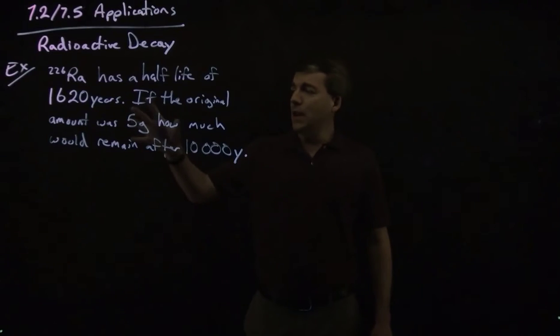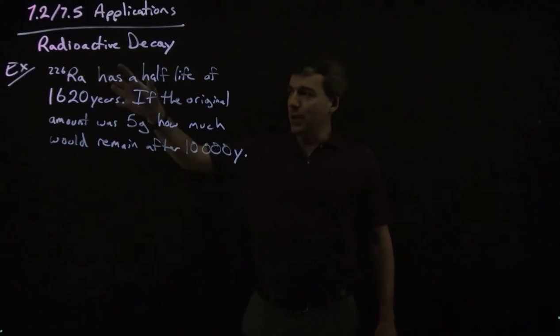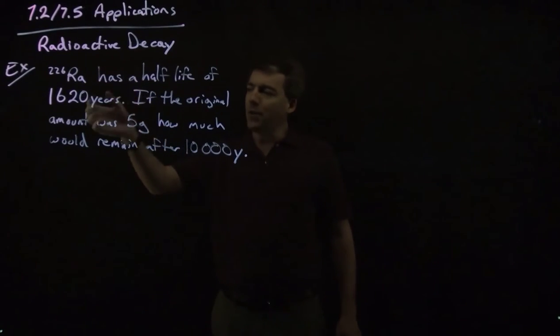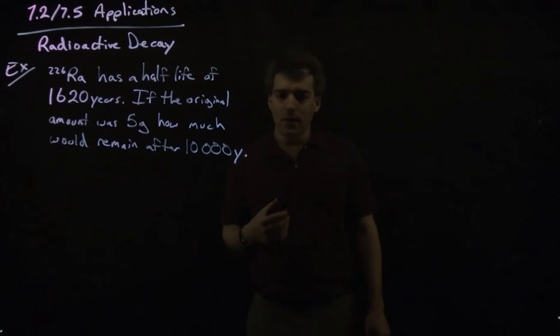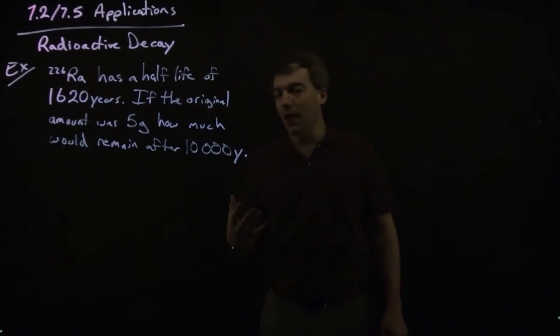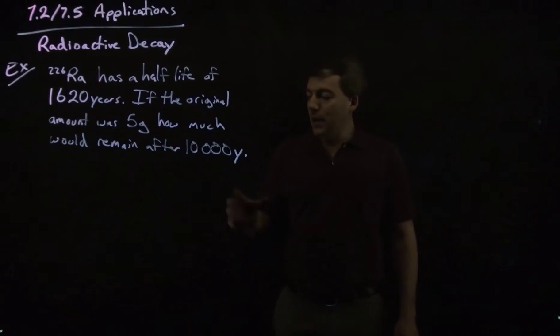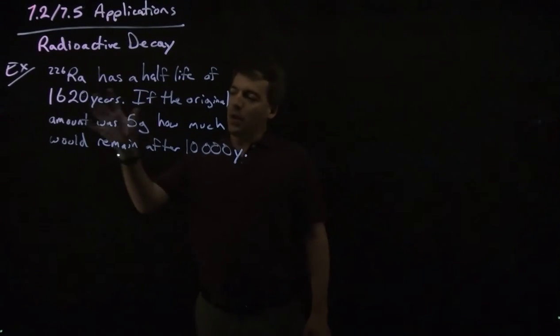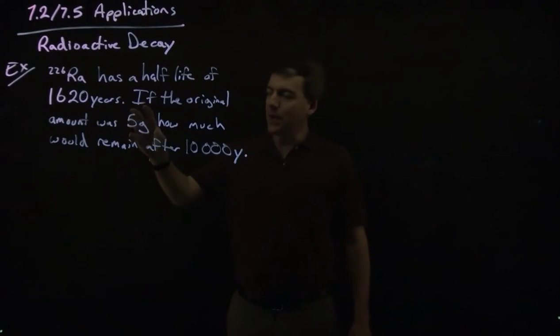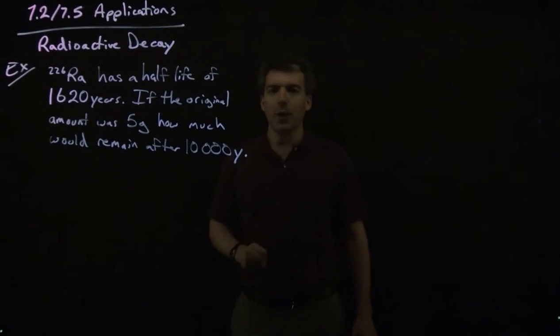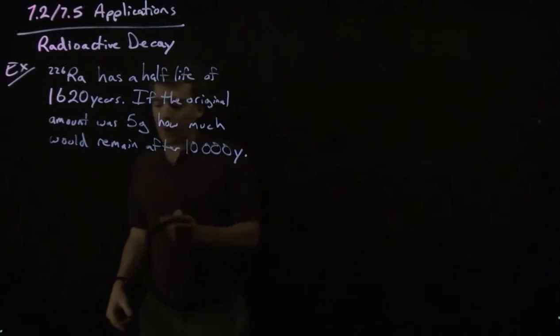Okay, so the first thing we need to recognize here is that we have some radioactive material and it's decaying. And radioactive material decays according to the law of exponential decay. And so we have a template for a mathematical model for the way this amount of radium decays throughout time. And it's given by the following equation.